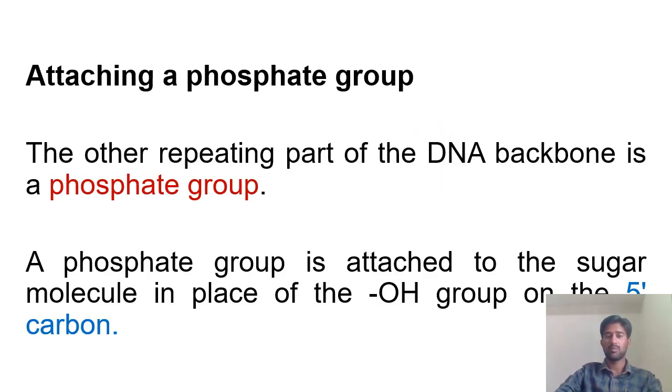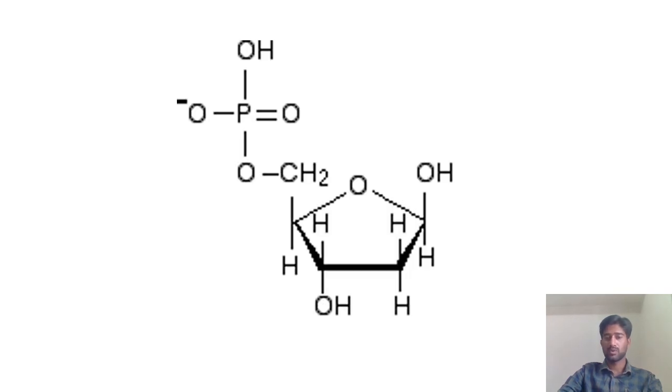So next is attaching a phosphate group to the ribose sugar. The other repeating part of the DNA backbone is a phosphate group. Here, to the sugar molecule in the DNA, a phosphate group is attached at the 5 prime end of the ribose sugar.